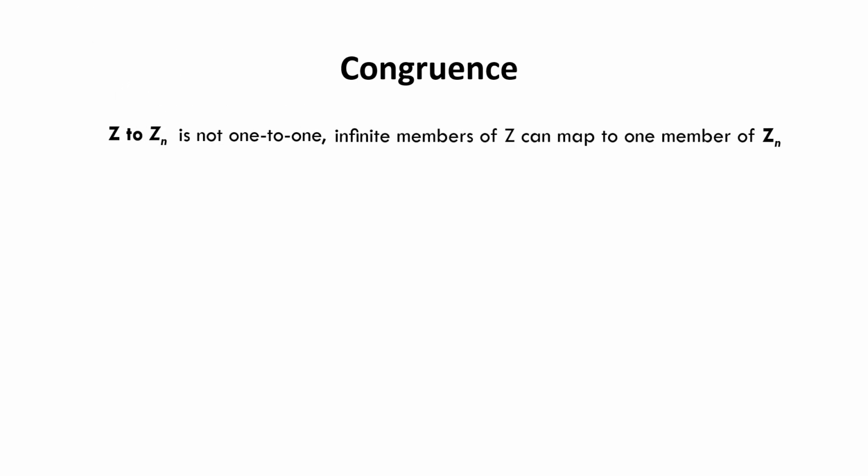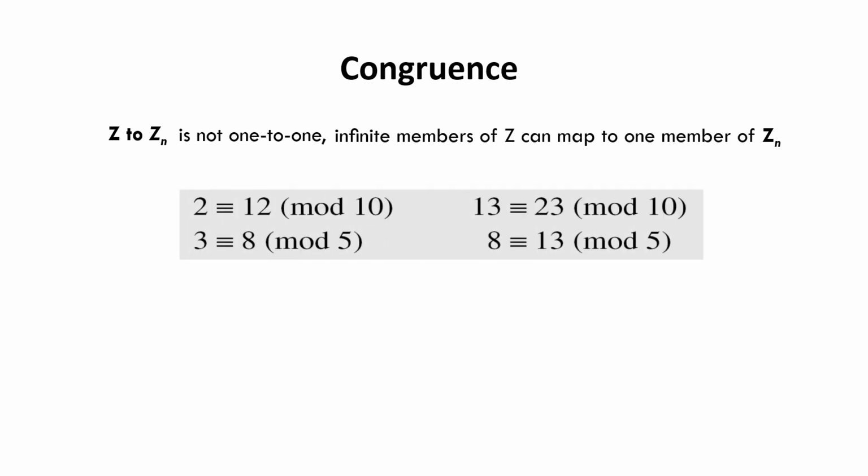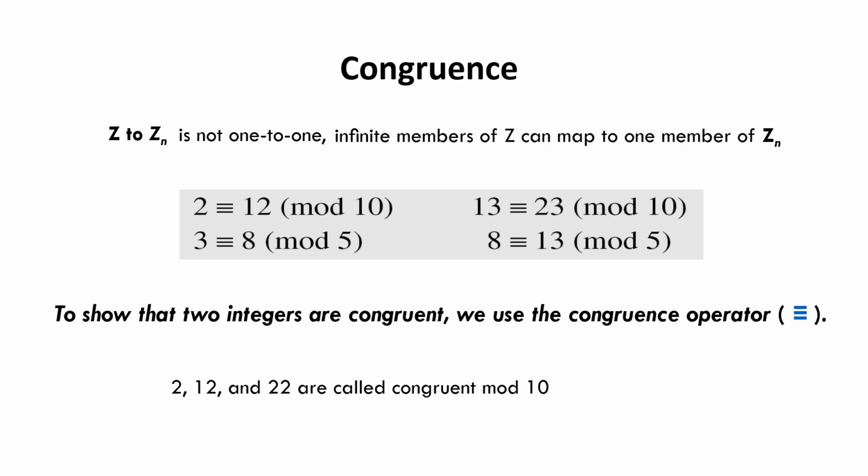Congruence. In cryptography, we often use the concept of congruence instead of equality. Mapping from Z to Zn is not one-to-one. Infinite members of Z can map to one member of Zn. For example, the result of 2 mod 10 equals 2, 12 mod 10 equals 2, 22 mod 10 equals 2, and so on. In modular arithmetic, integers like 2, 12, and 22 are called congruent mod 10. To show that two integers are congruent, we use the congruence operator.